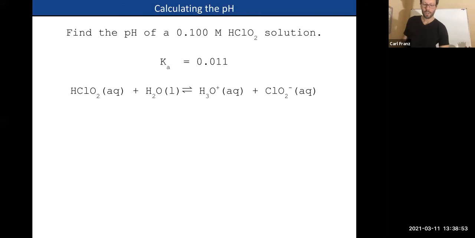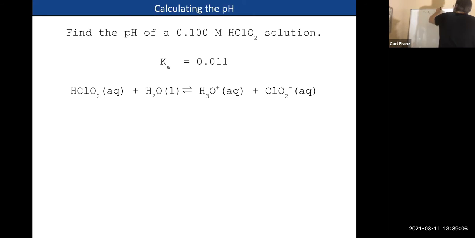Okay, so what's our ice table going to look like? I have HClO2 going to H3O plus and ClO2 minus. What's the initial concentration? 0.100, I think. Yep. This is going to be 0. This is going to be 0.